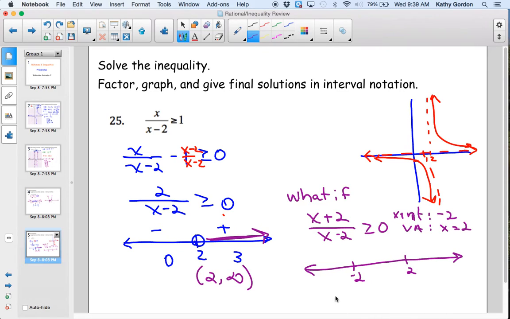Will -2 be included or not included? Included. As an x-intercept, if we have our equal to, that's going to be included. Will +2 be included or not included? Not, because as the vertical asymptote, it can never be included. Okay? Then we test.